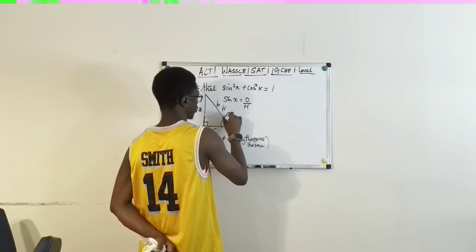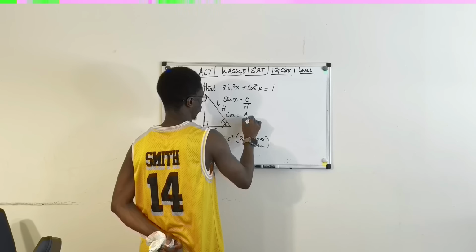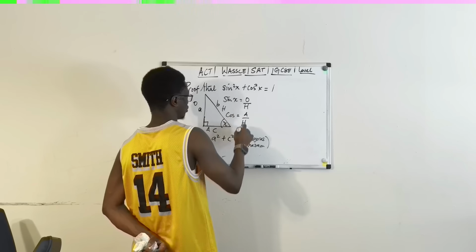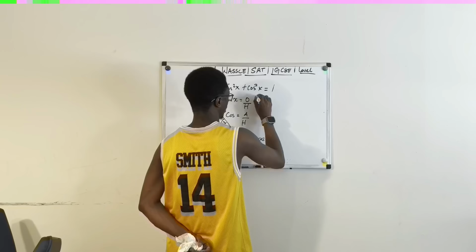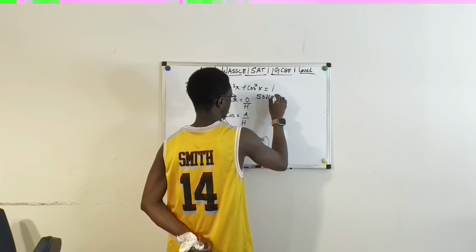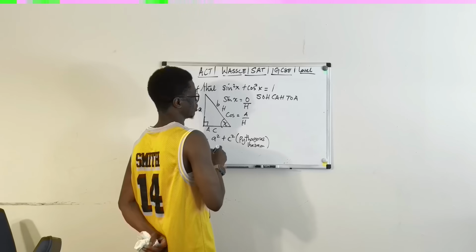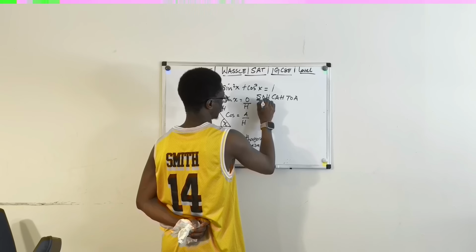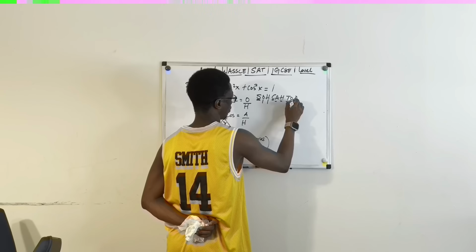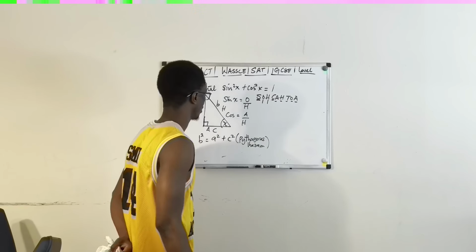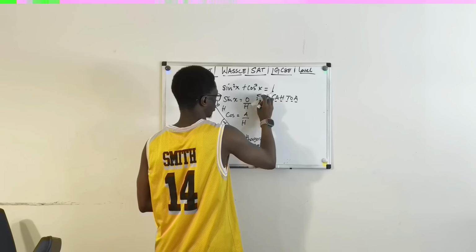So that's sine. And cos is equal to the adjacent over the hypotenuse. Where do we get this one? Well, we got this from SOH CAH TOA. So that's SOH CAH TOA: sine is opposite over hypotenuse, cos is adjacent over hypotenuse, tan is opposite over adjacent. But we are not going to talk about tan here because we don't have tan.